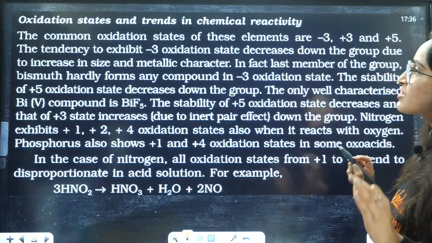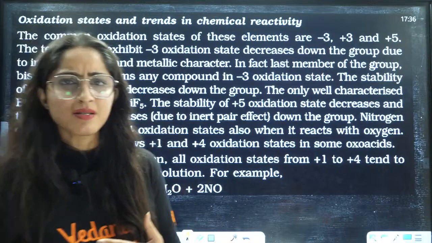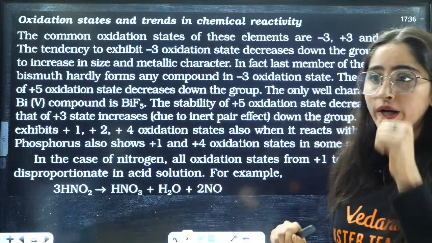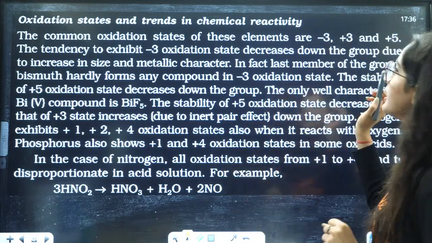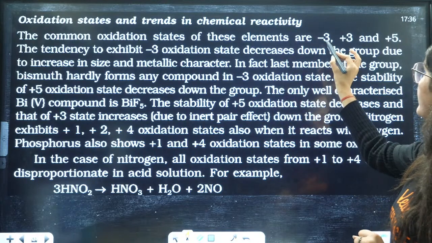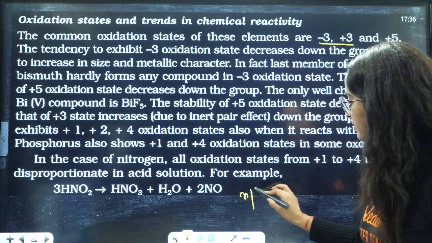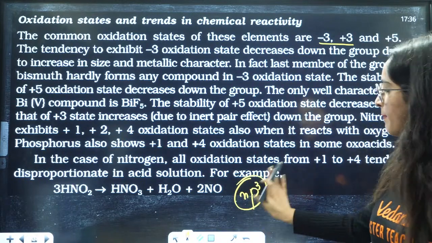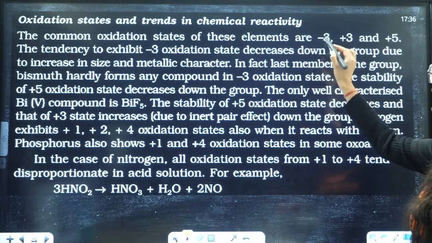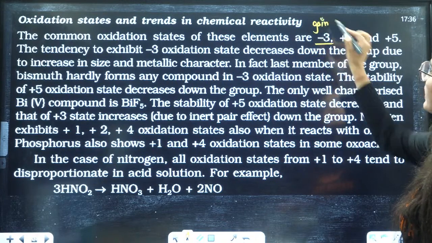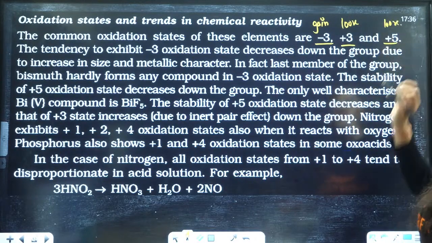Now, oxidation state and trends in chemical reactivity. That was about the different exceptions. There are only two exceptions, in melting and boiling point. Now, let us talk about the oxidation states and trend in chemical reactivity. The common oxidation states of these elements are plus and minus, so it will always have both, because np3 means it can gain 3 electrons and become minus 3. It can lose 3 electrons. It can lose 5 electrons.